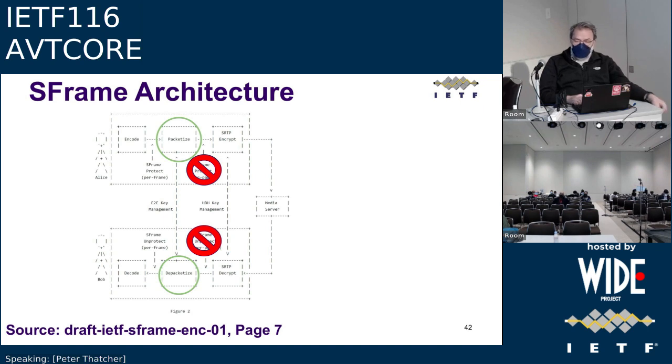A little bit of a reminder, this is the architecture for S-frame, which injects an encryption step between encode and packetize. We're talking about the per frame version of S-frame here, not the per packet version. And we're talking specifically about how we do the packetize step that happens after the S-frame encryption step. Next slide.